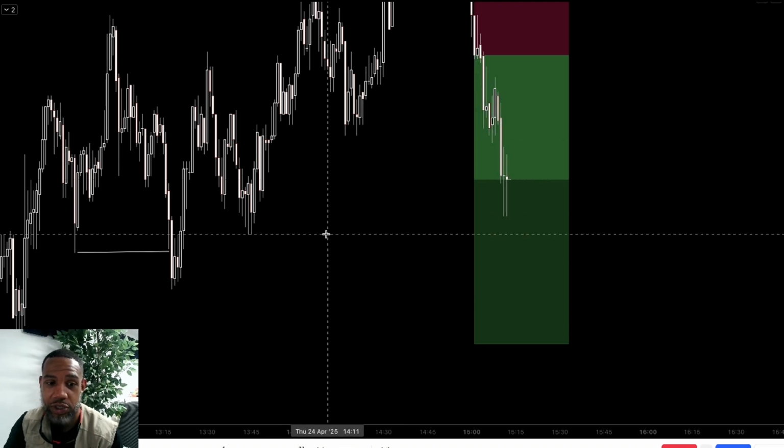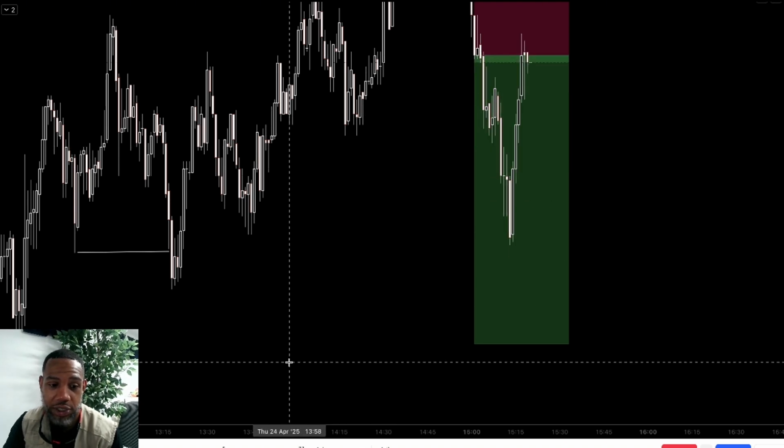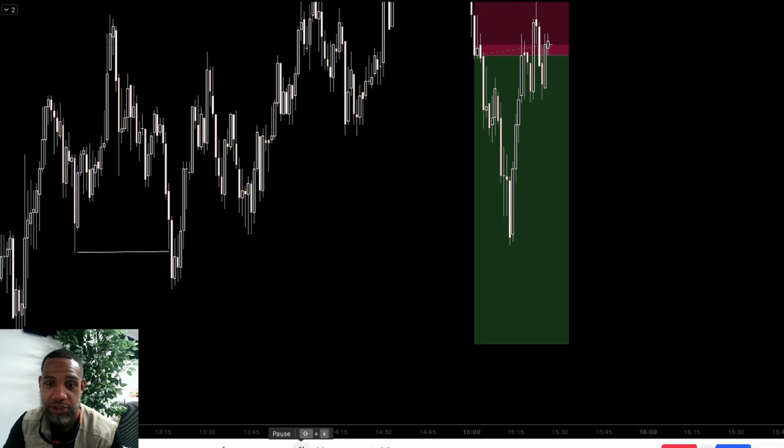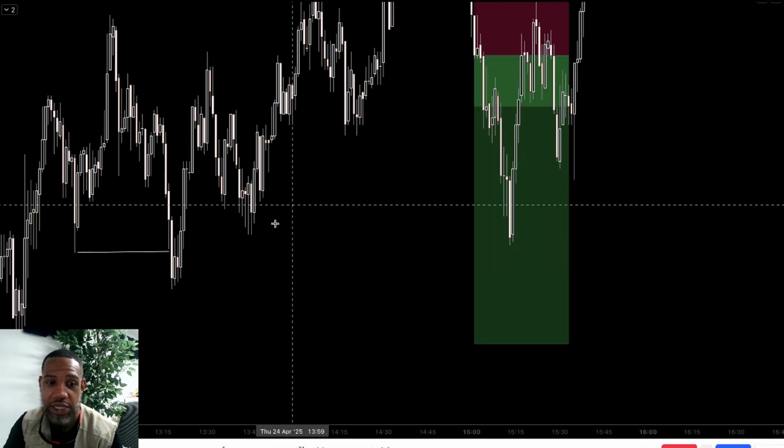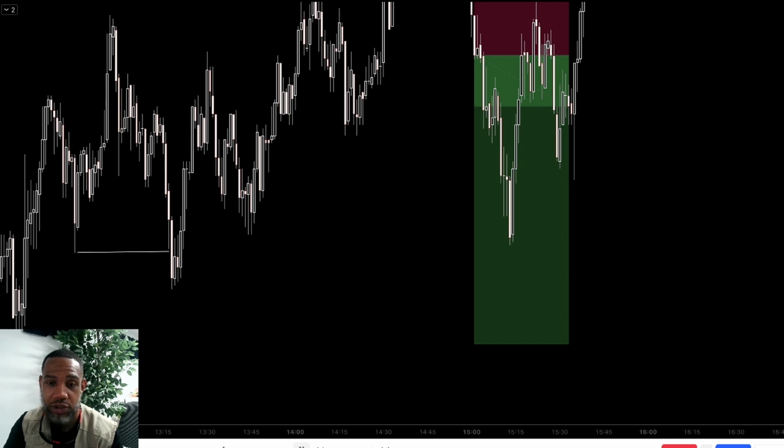It takes out this liquidity, and then it comes back. Basically, it will knock you out for break even after taking out 2 sets of liquidity.